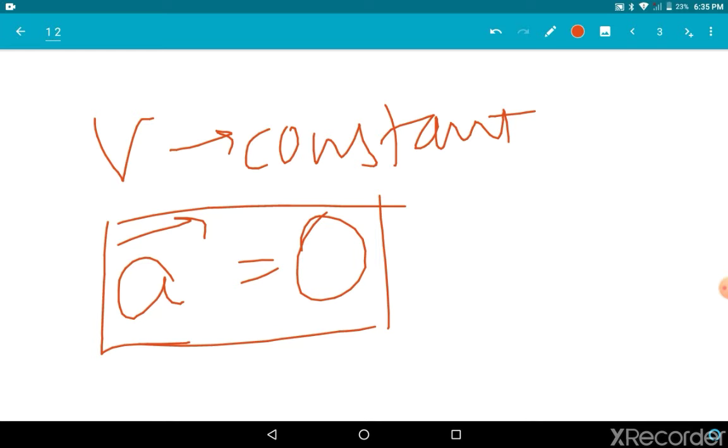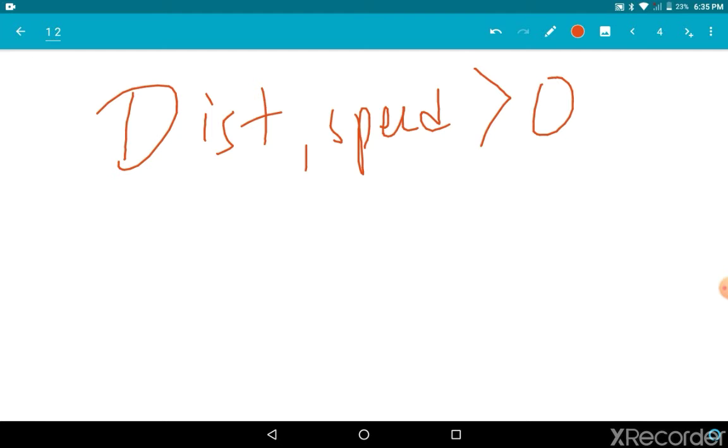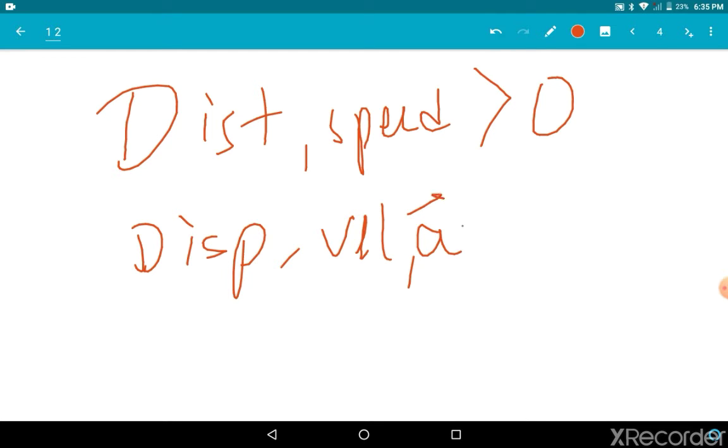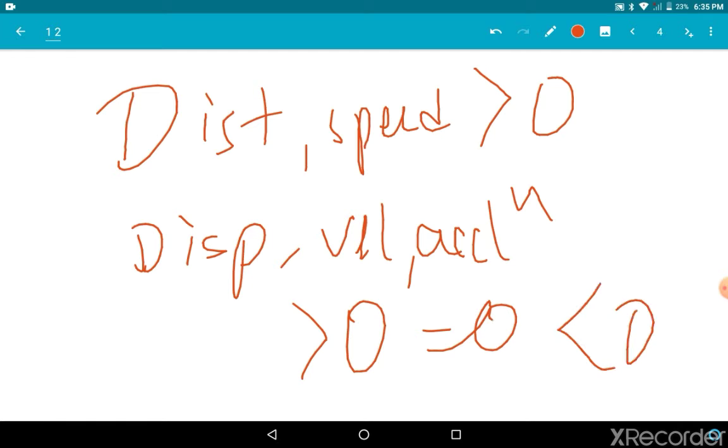Understand? And one thing I forgot to tell you last day: distance and speed are always greater than 0, and displacement, velocity, acceleration can be greater than 0, equal to 0, less than 0, any number it can be. Understand? Uniform motion, you understand?